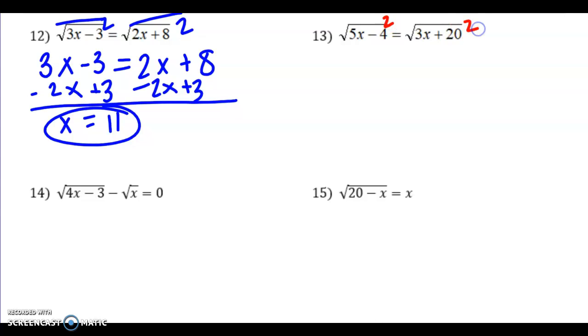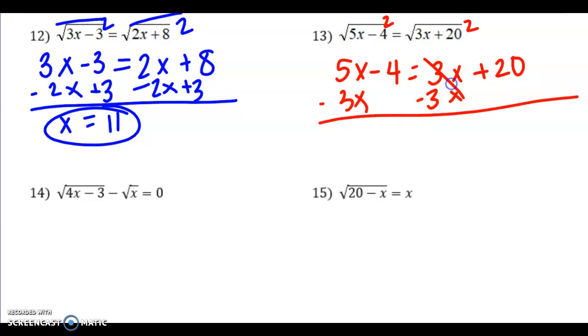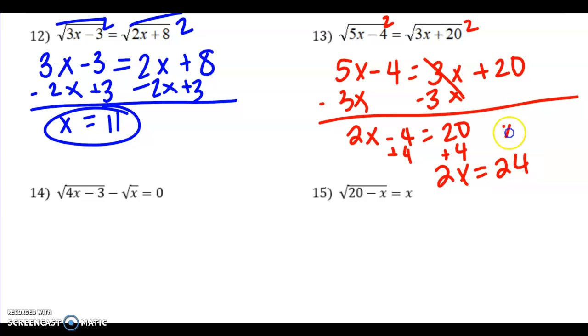Square both sides over on number 13. I get 5x minus 4 is equal to 3x plus 20. I like these because they're easy to solve. Subtract my 3x over. I get 2x minus 4 equals 20. I'm going to add my 4. 2x equals 24. And x equals 12.